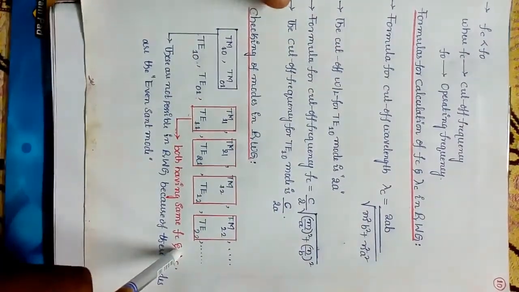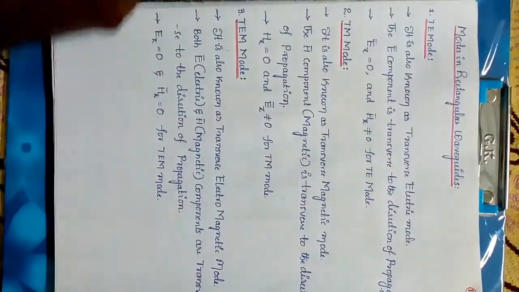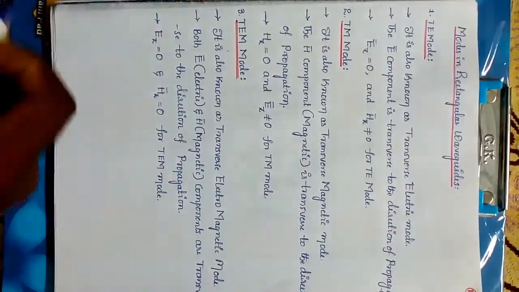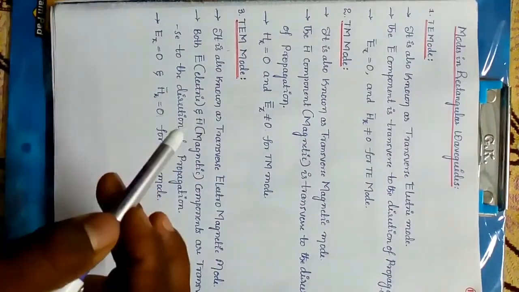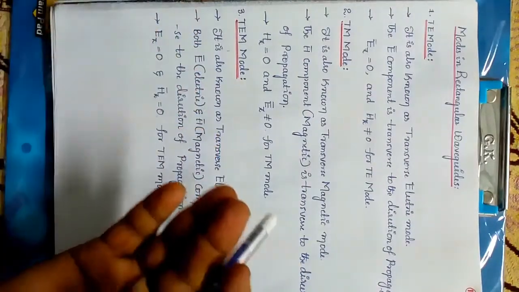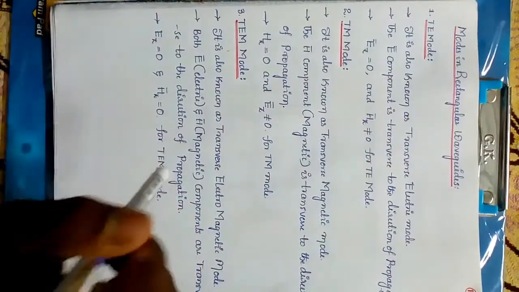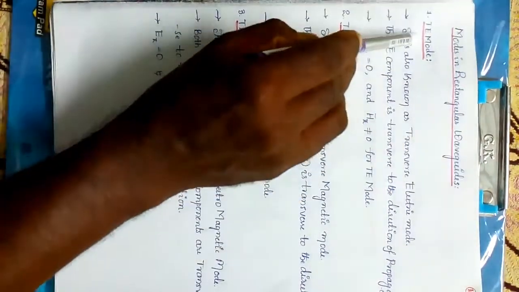Because of these reasons, the TE mode and the TM mode are perfectly existent in a rectangular waveguide, but the transverse electromagnetic mode does not exist in a rectangular waveguide. How and why it does not exist is a separate topic, and after completing this topic I will explain that too. Now we discuss modes in rectangular waveguides. Two modes exist, the TE mode and the TM mode.